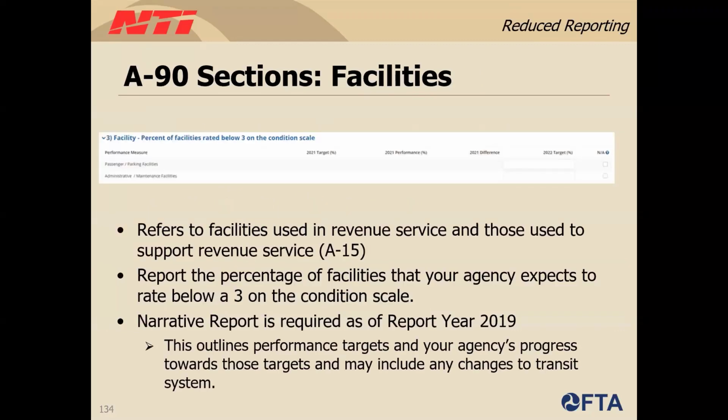In the facility section, you'll report the target percentage of facilities that will rate below a 3 on the Transit Economics Requirements Model, or TERM scale, in 2022. Check the NA box if a facility type does not apply to your agency. At the bottom of the A90, you will upload your agency's narrative report. You can upload the narrative report in most file formats.